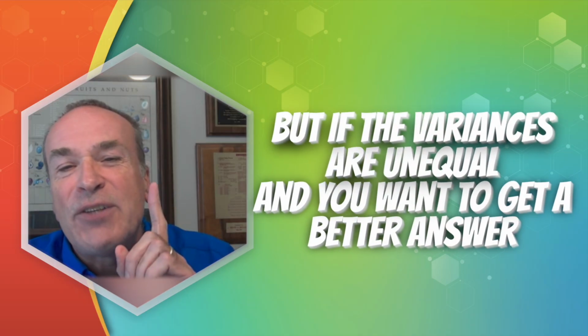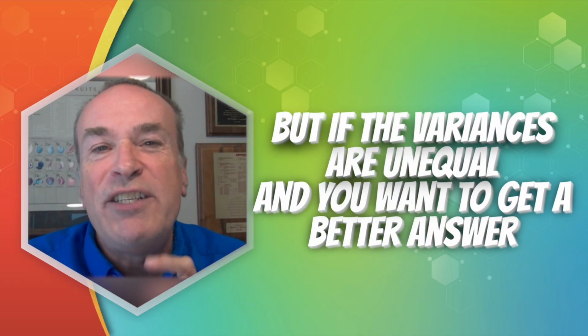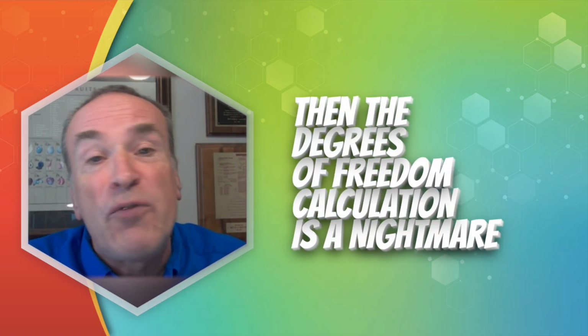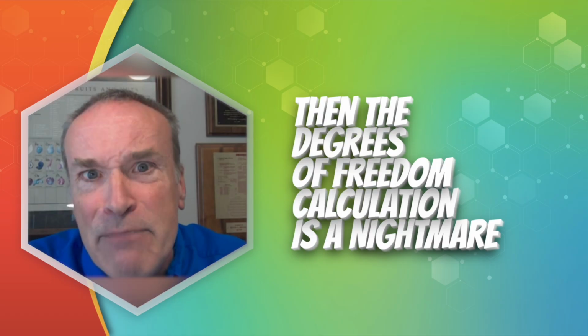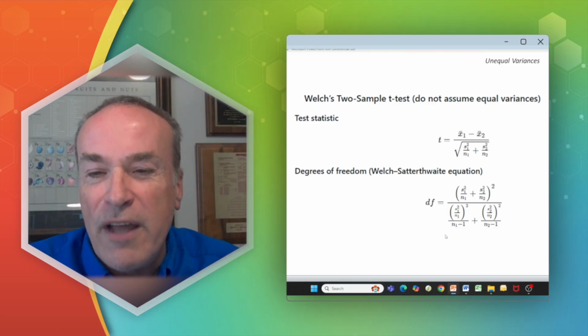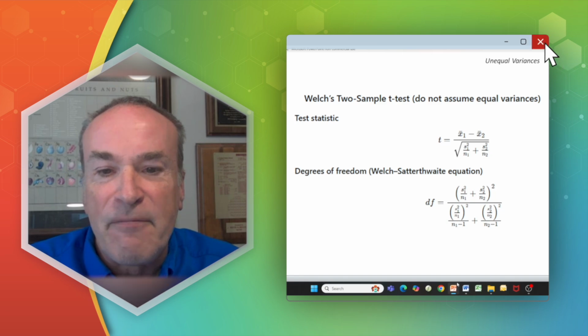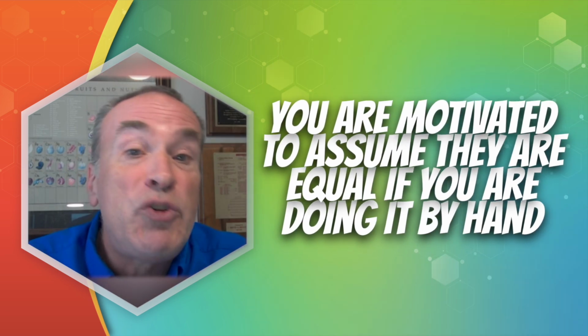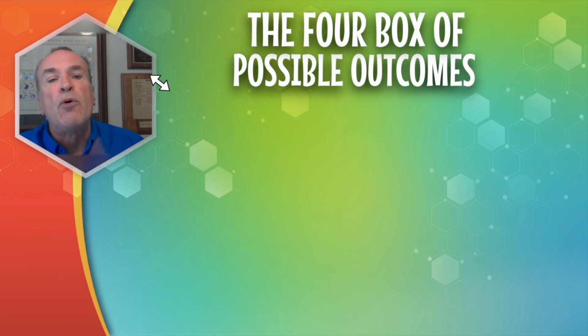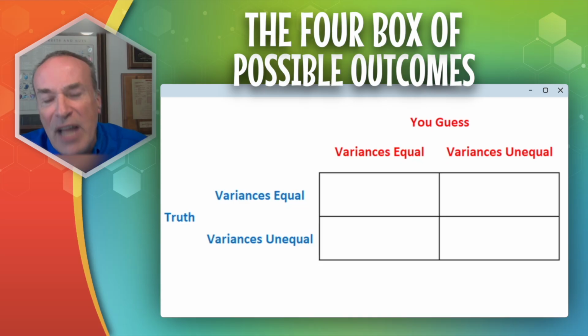But if the variances are unequal and you want to get a better answer, then the degrees of freedom calculation is a nightmare. Doing this by hand was painful, and hopefully you didn't make a mistake. Let's look at that. Oh my goodness, look at that degrees of freedom. What a nightmare. So, you are motivated to assume they are equal if you're doing it by hand.